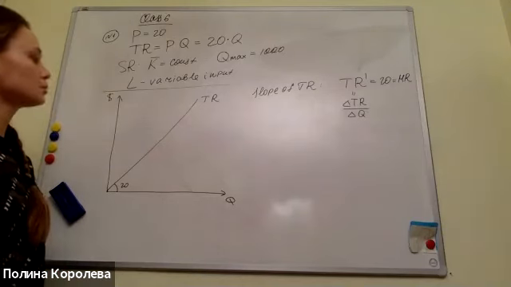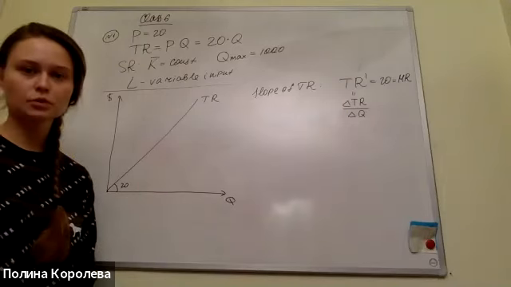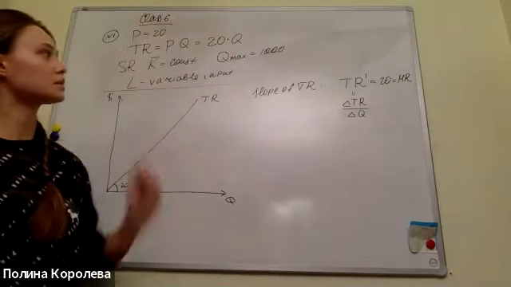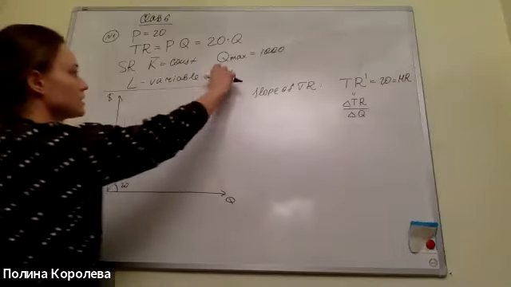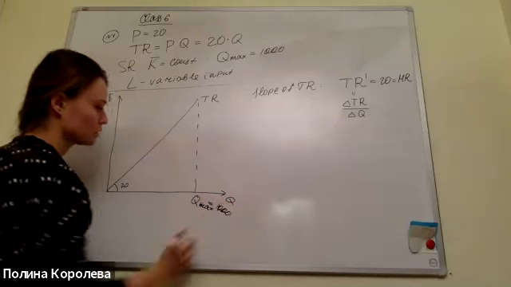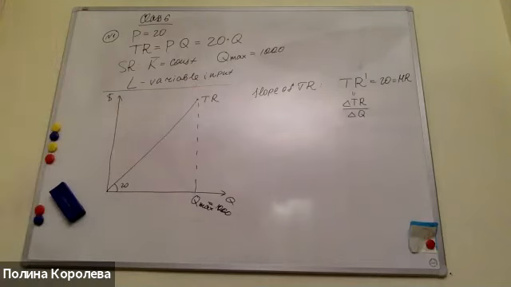What should I also put on this graph, what I forgot? From the info, from the task, what did I forget? The limit, I mean that we have a maximum quantity. Yes, exactly. So we cannot sell more than 1,000. So stop here, and here will be Q max equals 1,000. Good. Next.